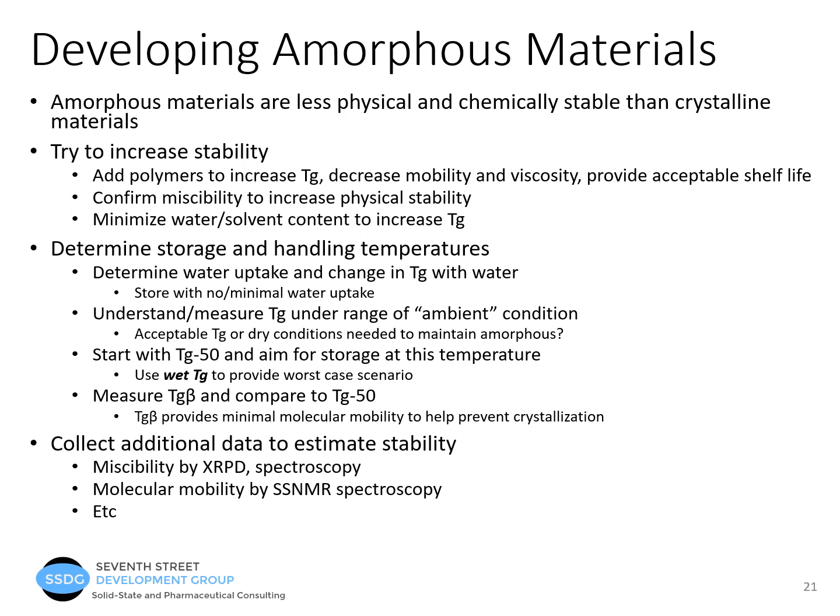So we need to try and increase the stability, and we've talked about how to do that. We need to determine storage and handling conditions in order to determine where it is happy, where it is stable, where it will stay amorphous. And we also need to collect additional data sometimes to estimate that stability. We can look at miscibility by various methods and also molecular mobility by various methods. So again, it's not that we can't develop amorphous materials, we just need to collect different data and look at it in different ways in order to make sure that we have the stability and shelf life that we need.